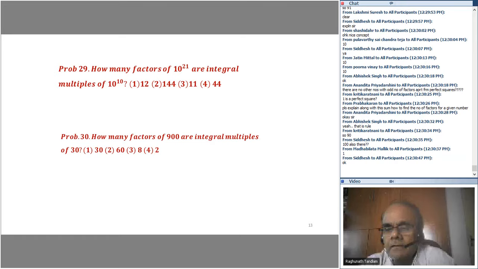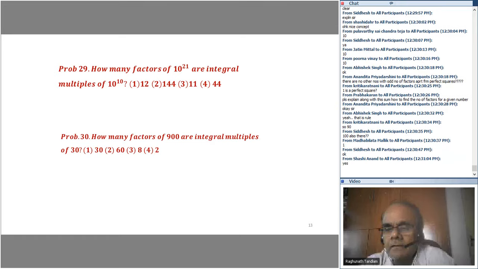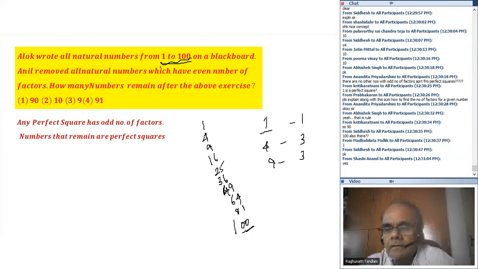Are you clear with the previous question? Okay, I want to ask you one more question. How many numbers have 3 factors? How many numbers have exactly 3 factors only? Can anybody tell me how many numbers have exactly 3 factors?